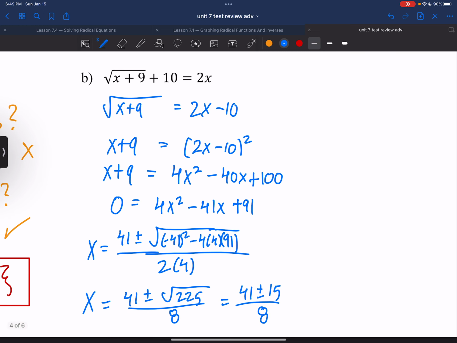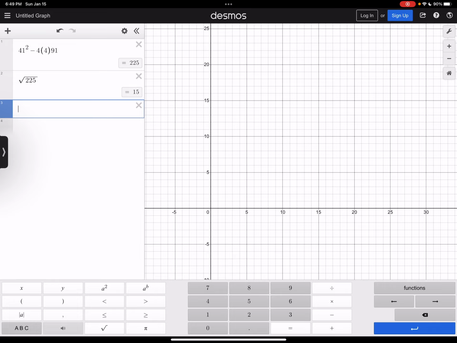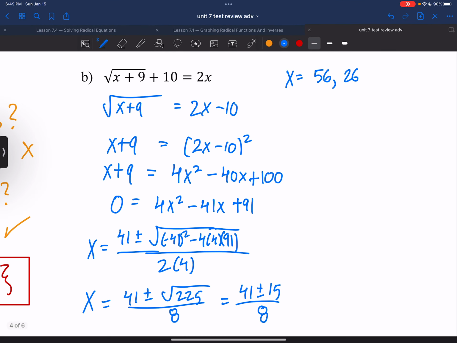So 41 plus 15 tells me x equals 56. And minus 15, brain fart, 26? Is that 26 plus 15, or 41 minus 15? Okay. Good. So now we just got to test this. All right. Let's check.